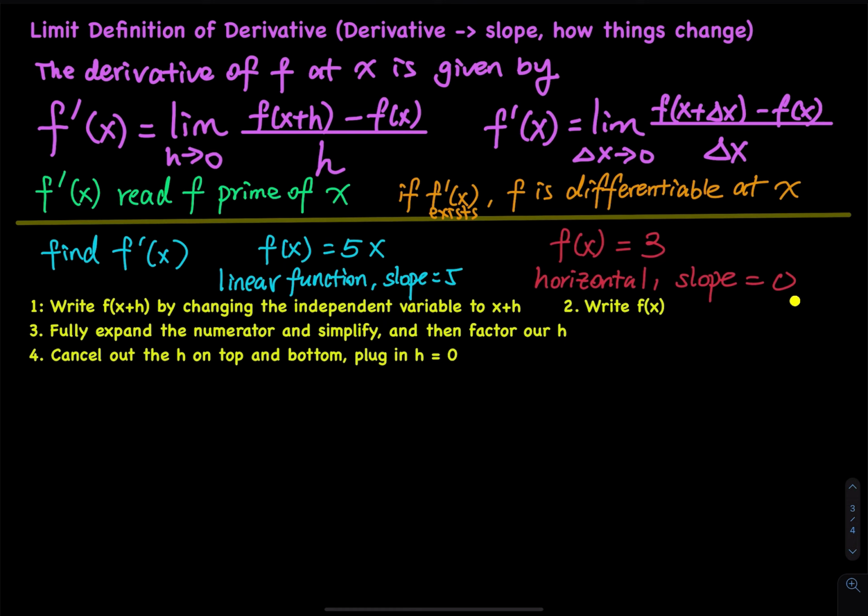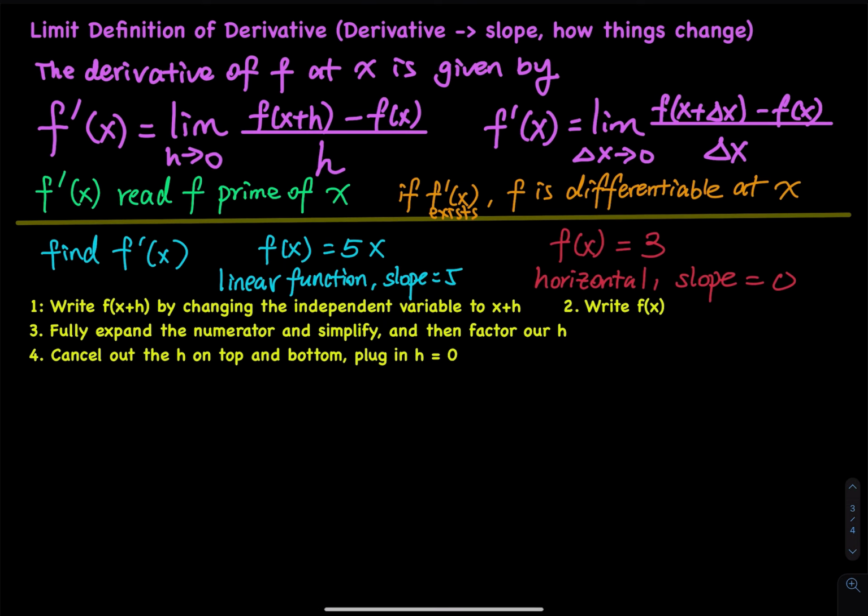What we are trying to do next is use the limit definition of the derivative to find f prime of x. When people mention derivative, that means slope. Slope in application problems means derivative, which means how things change. The derivative of f at x is given by f prime of x equals the limit as h approaches 0 of f of x plus h minus f of x, divided by h.